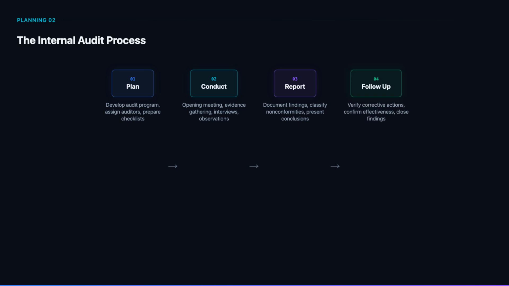Follow-up verifies that corrective actions have been implemented and are effective. This is where audits deliver real value. You verify that the root cause was identified, the corrective action addresses the root cause rather than just the symptom, and the action has prevented recurrence. Only then should findings be closed.